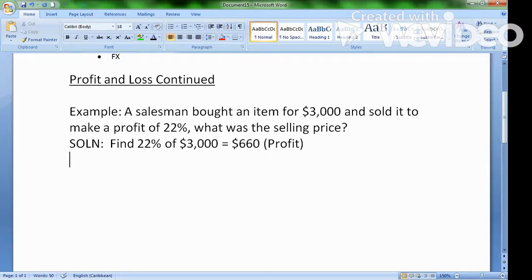So therefore, the selling price will be the sum of 3,000 plus 660. What is that? 3,660, thank you.